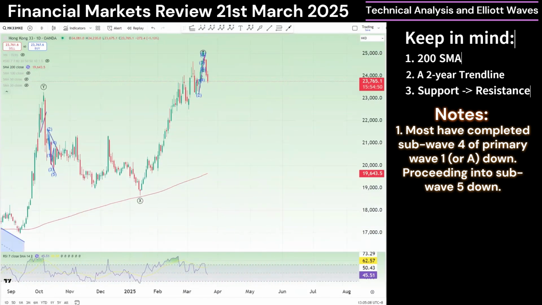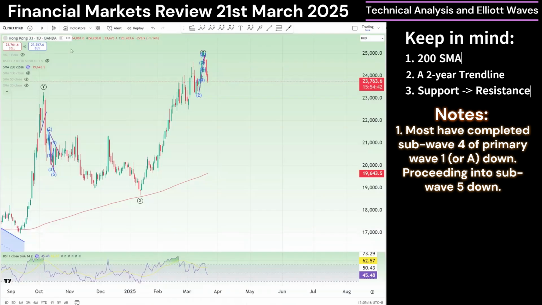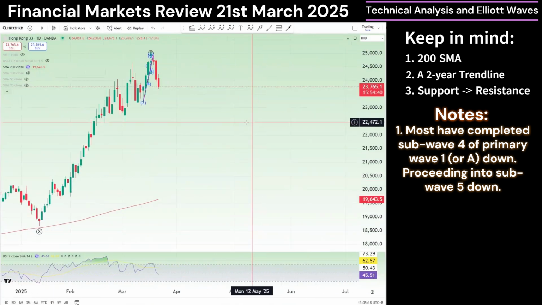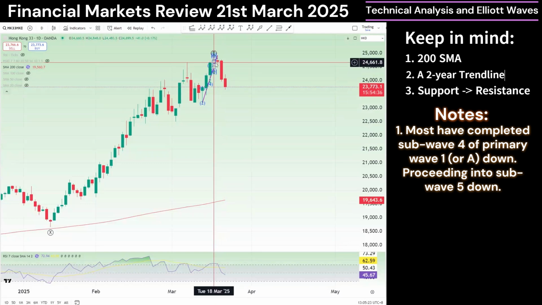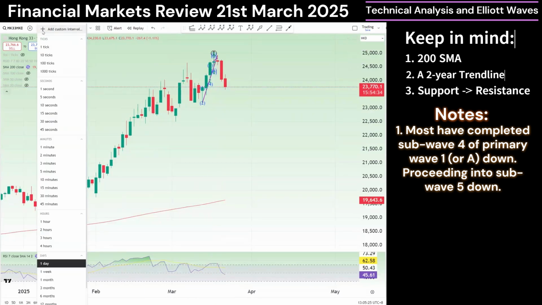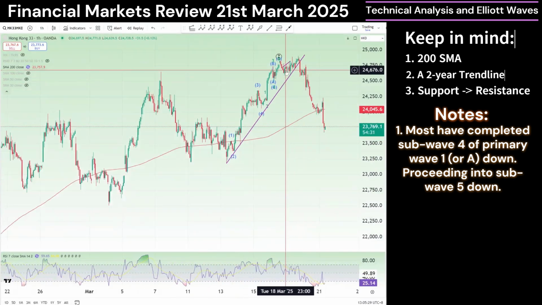And this is the same as how I put this analysis on 18 March, right? I said that there's a potential ending diagonal. So 18 March is actually here on a Tuesday, one day before it hit the high. Okay, so we can take a deeper look into this.